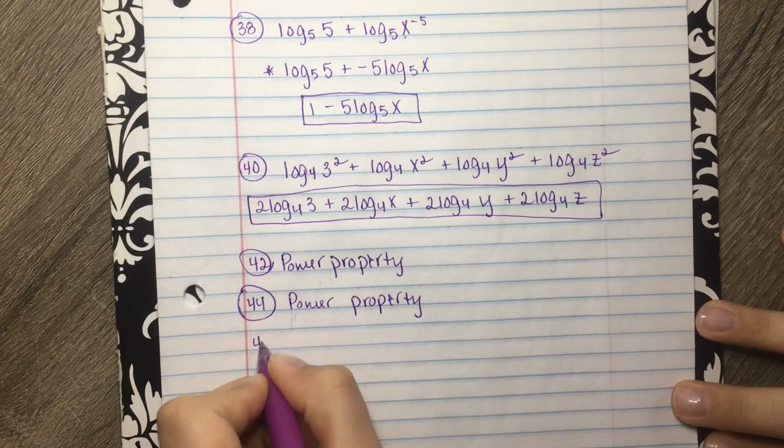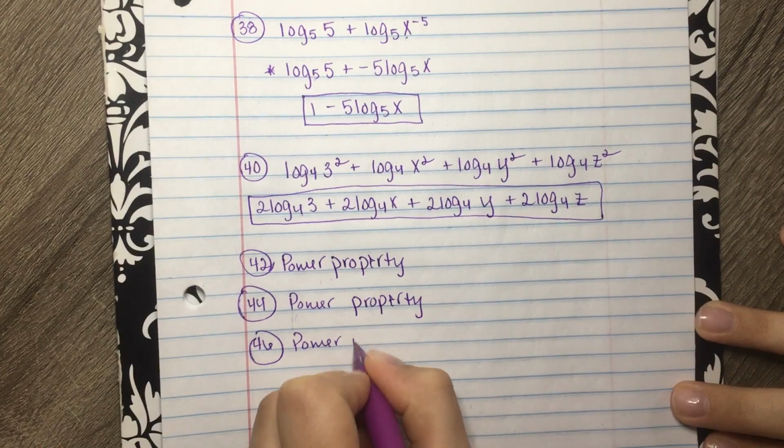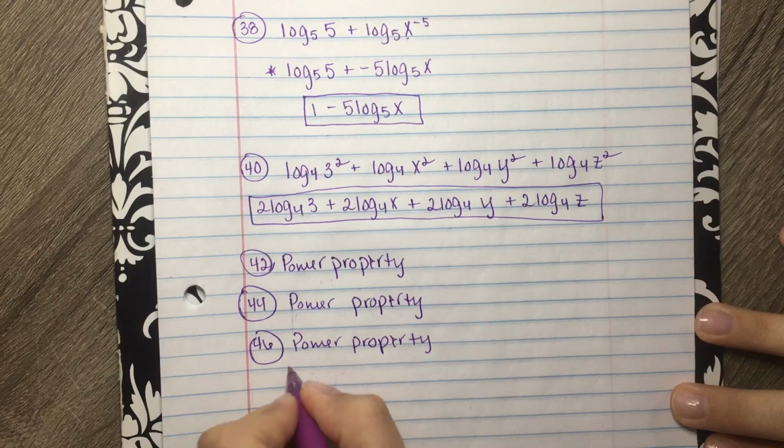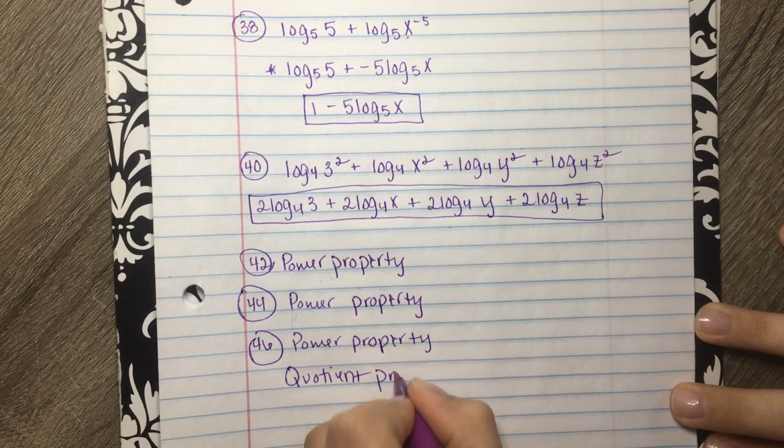And then here's the last one, 46. First, you would use your power property to bring that 3 on top of the x, and then we would have to combine with one more property, and that would be our quotient property.